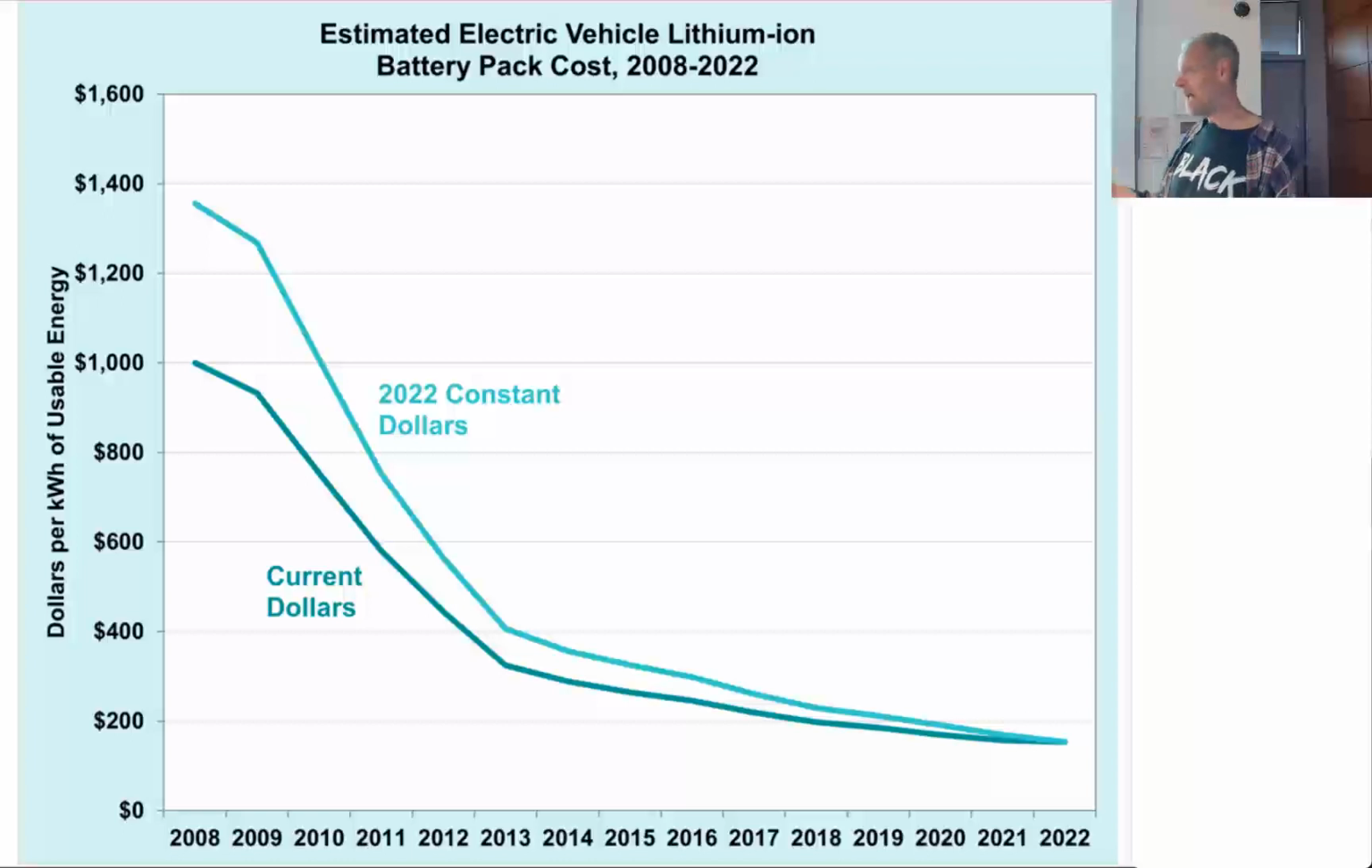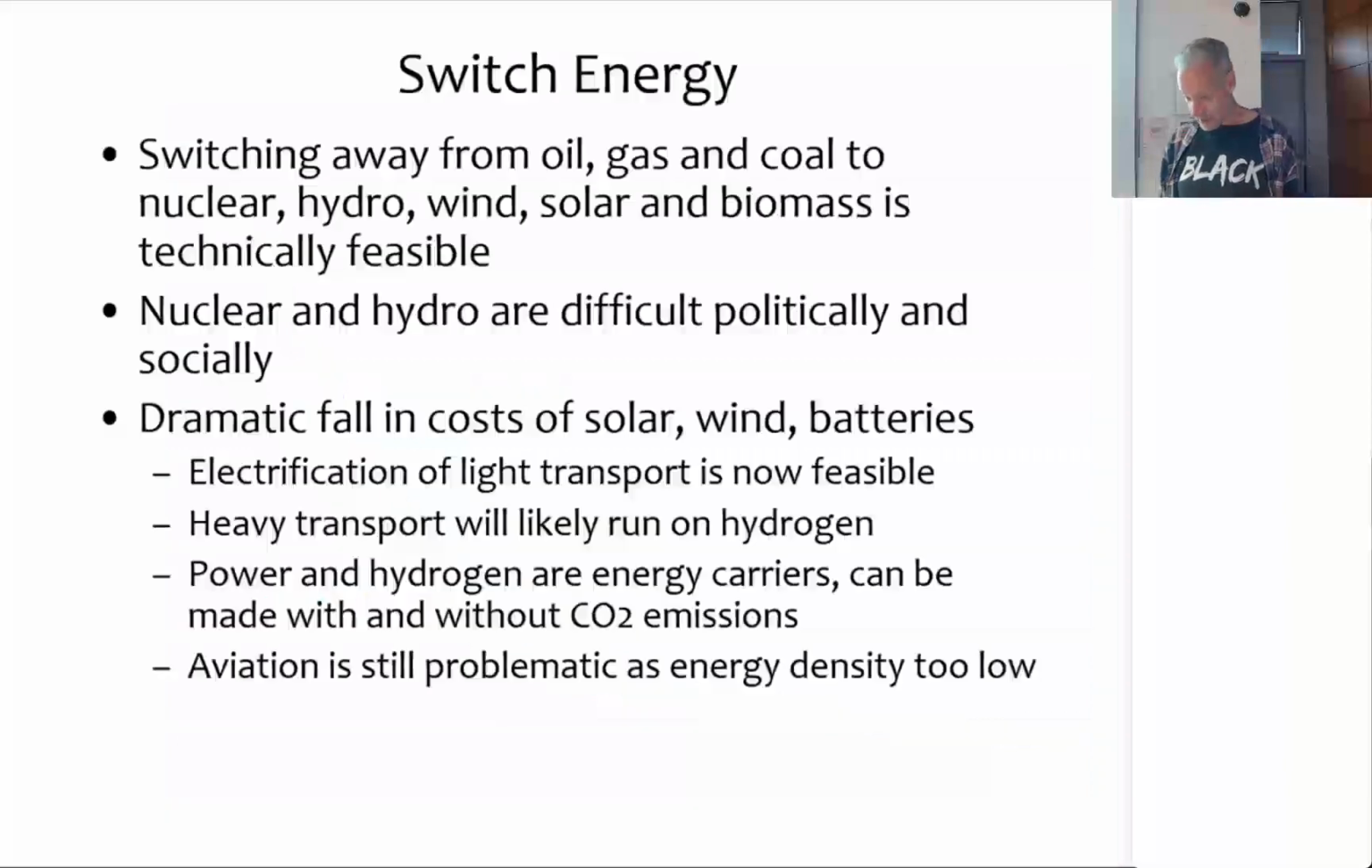So that main problem of solar and wind, that it's non-dispatchable in jargon, is going away, right? Because it's so much cheaper nowadays to store electricity than it used to be. That also means that we can now switch away from burning petrol and diesel in cars. Electrification of light transport is now feasible. There's still issues there. There's still issues with range anxiety.